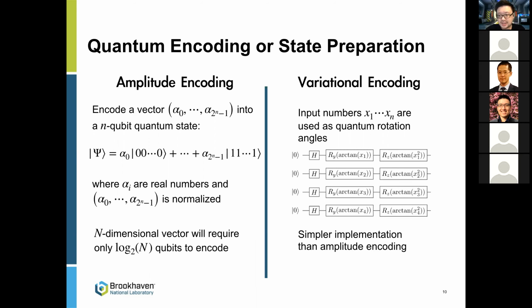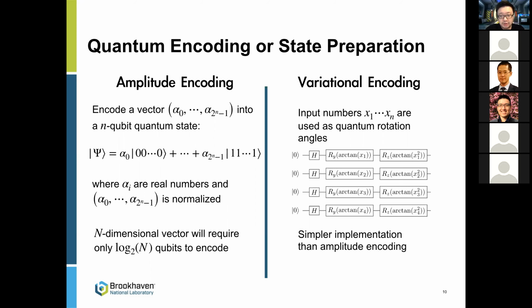Although there is a great advantage in terms of the model size or the number of parameters, in general, it is difficult to encode a classical vector directly into the quantum amplitudes, because the circuits used to perform this procedure are pretty deep, so it is not that useful in near-term devices.